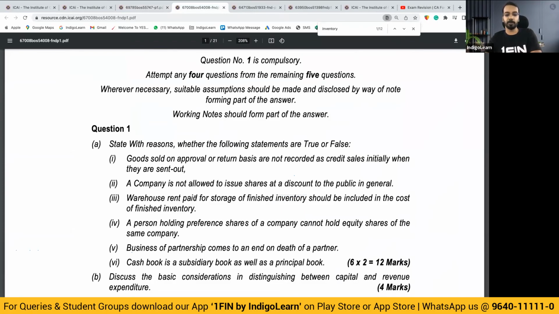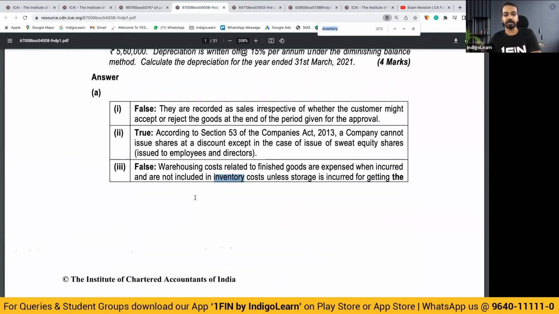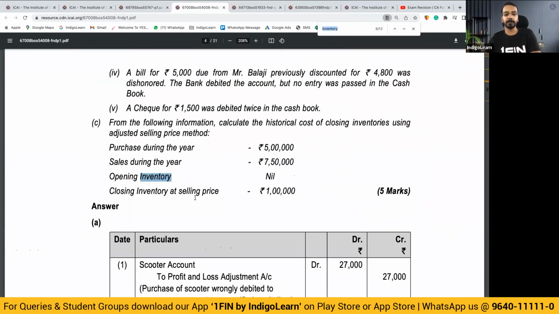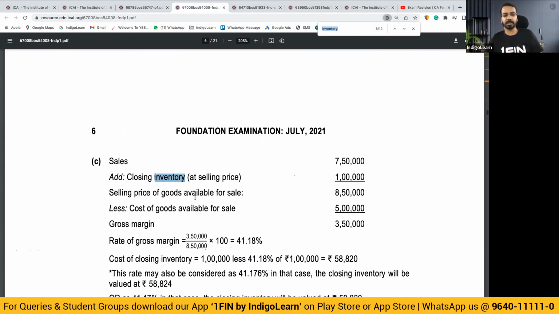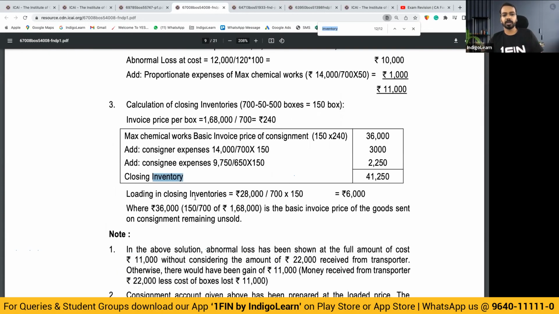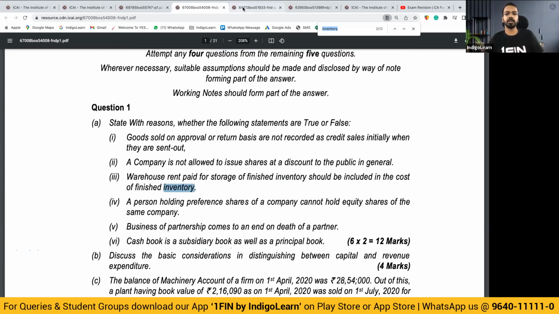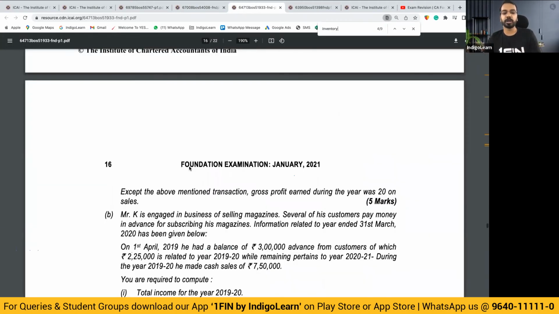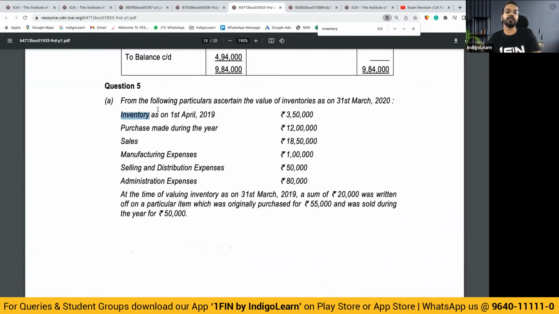True and false question, simple one. You can attempt it. That's nothing complicated. This adjusted selling price I have not covered. I'll cover it separately. Then we'll do. This is a simple one. Again, nothing complicated here also. Okay, consignor, consignee. Okay, nothing here. Okay, this is one thing which I will do.